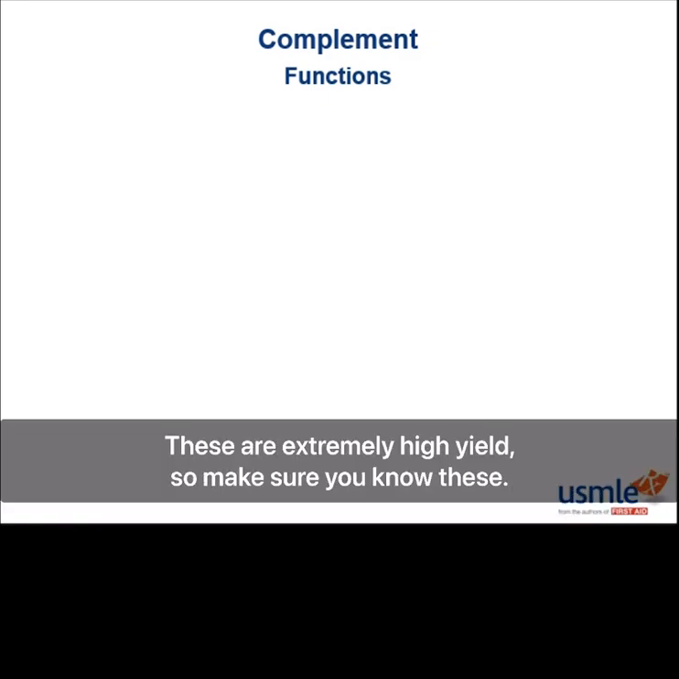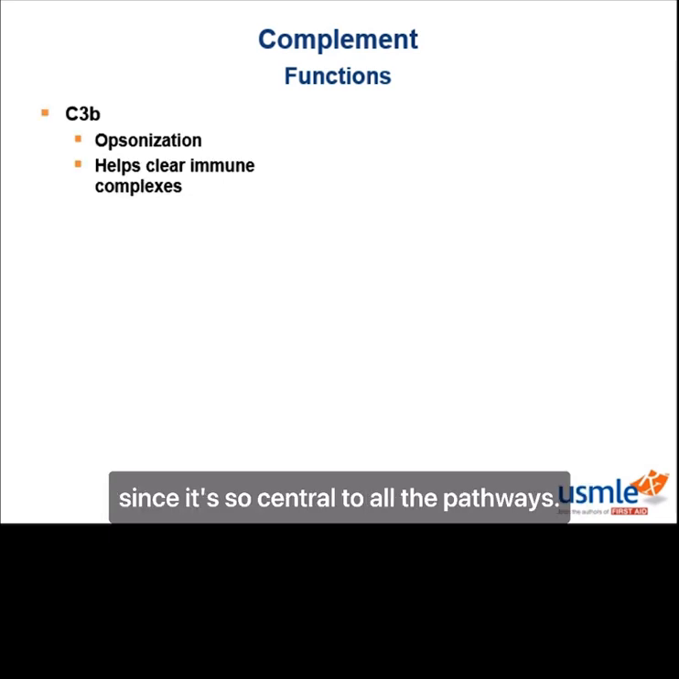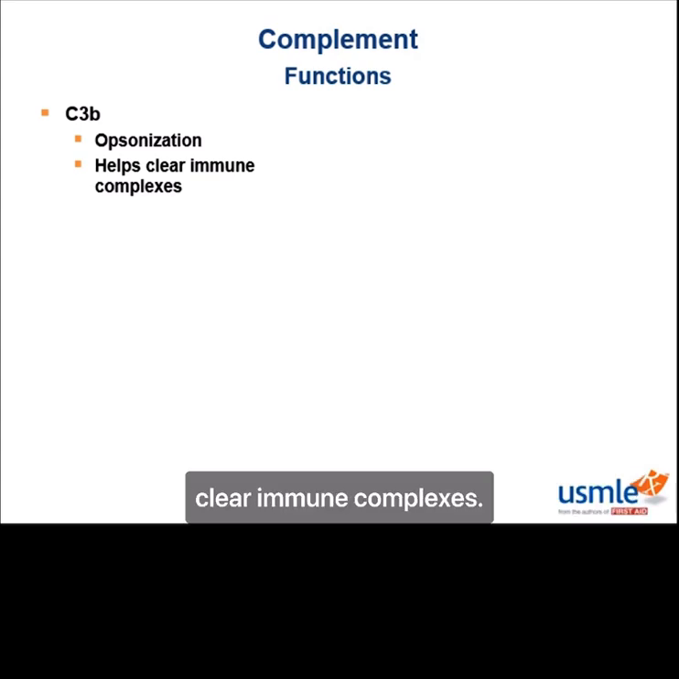So let's talk about some of the components of the complement cascade and their functions. These are extremely high yield, so make sure you know these. Which one should we talk about first? You're right, we should totally start with C3b, since it's so central to all the pathways. C3b is important for opsonization, and it also helps to clear immune complexes.